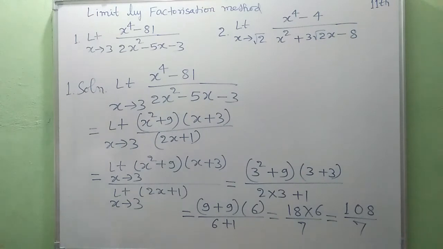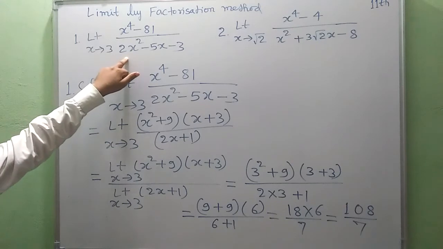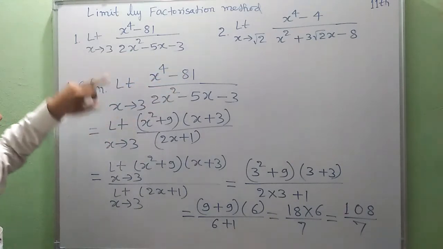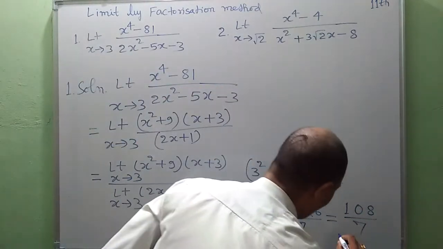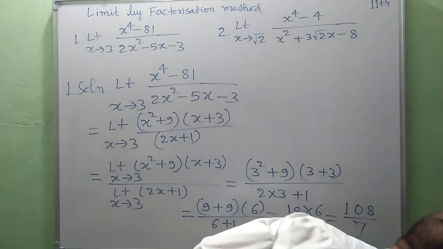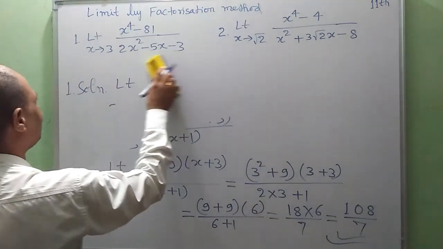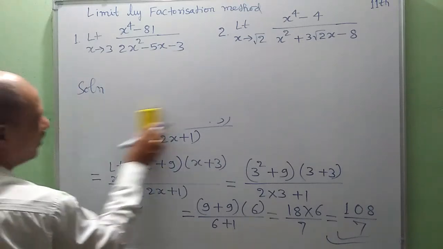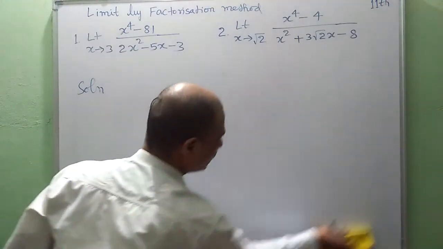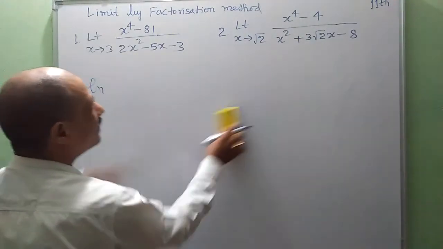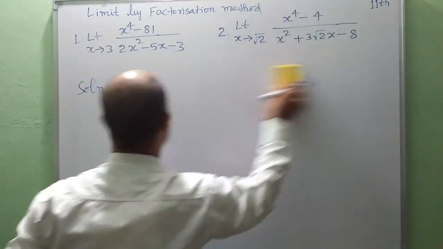In this way, limit of (x to the power 4 minus 81) by (2x square minus 5x minus 3) as x approaches 3 is 108 by 7. In this way, limit of these functions are obtained. Now second, similarly, we can find limit of these functions also, f(x) and g(x).